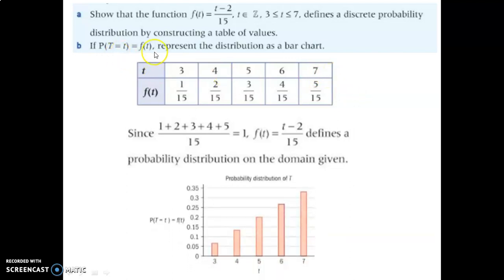All right, and to create a bar chart for that, basically you take the values now that you have them, you put your possibilities here, your probabilities on this axis, and you make a bar chart for that.